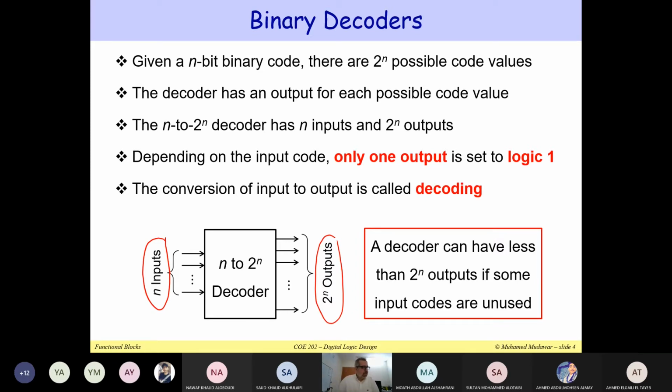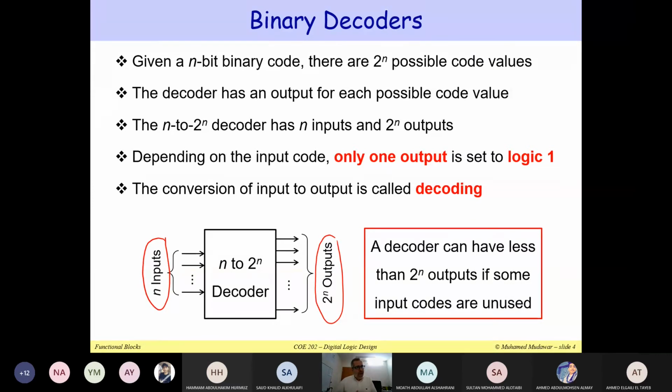If I have 3 inputs, how many outputs will I have? If n is equal to 3, yes? 8. Exactly, I will have 8 outputs. If we have 4 inputs, then how many outputs? 16. 16, thank you very much. And if I have 10 inputs, then how many outputs will I have? 1024. Excellent. 1024, because 2 to the power 10 is equal to 1024.